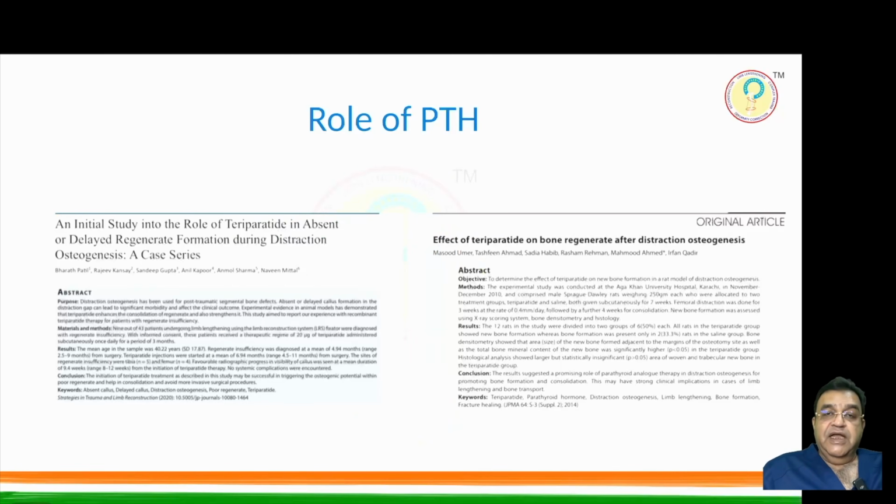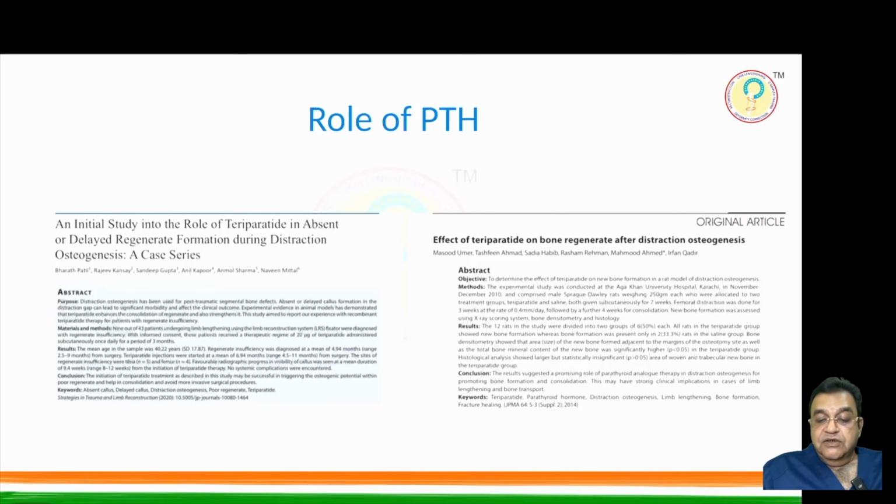Recently, parathormone, or teriparatide, has been shown to have a role. There are 2 papers found in the literature. The first paper is the initial study into the role of teriparatide in absent or delayed regenerate formation during distraction osteogenesis, a case series, by Bharat Patil, Rajiv Kanse, Sandeep Gupta, Anil Kapoor, Anmol Sharma and Naveen Mittal. The conclusion was that the initiation of therapeutic treatment as described in the study may be successful in triggering the osteogenic potential within poor regenerate and help in consolidation and avoid more invasive surgical procedures.